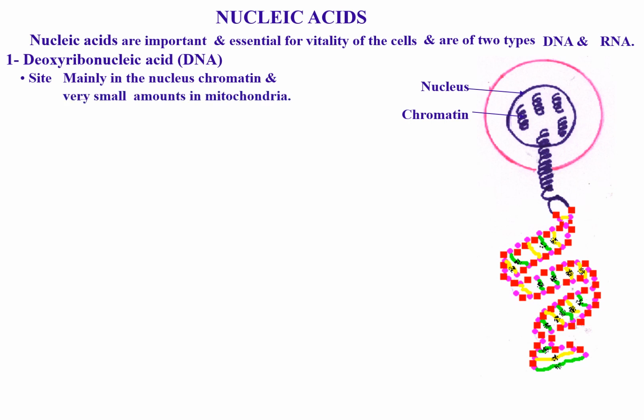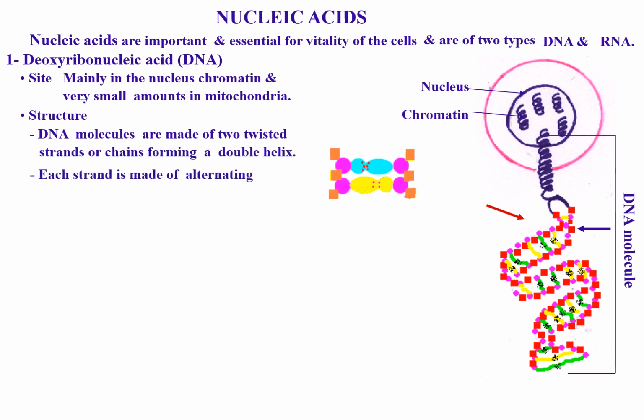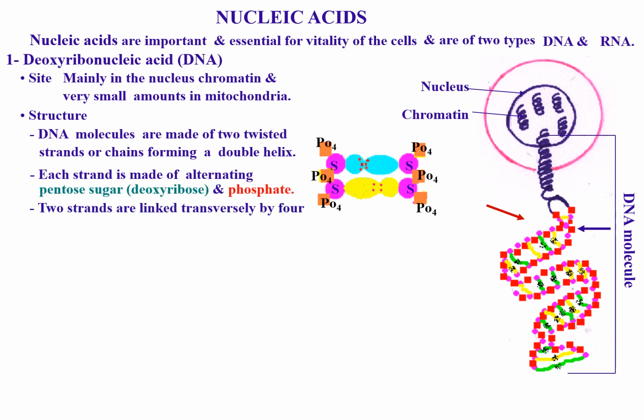the mitochondria. Structure. DNA molecules are made of two twisted strands or chains forming a double helix. Each strand is made of alternating pentose sugar, desoxyribose, and phosphate. The two strands are linked transversely by four nitrogenous bases, extending laterally from each sugar group. The nitrogenous bases are adenine, thymine, guanine, and cytosine.